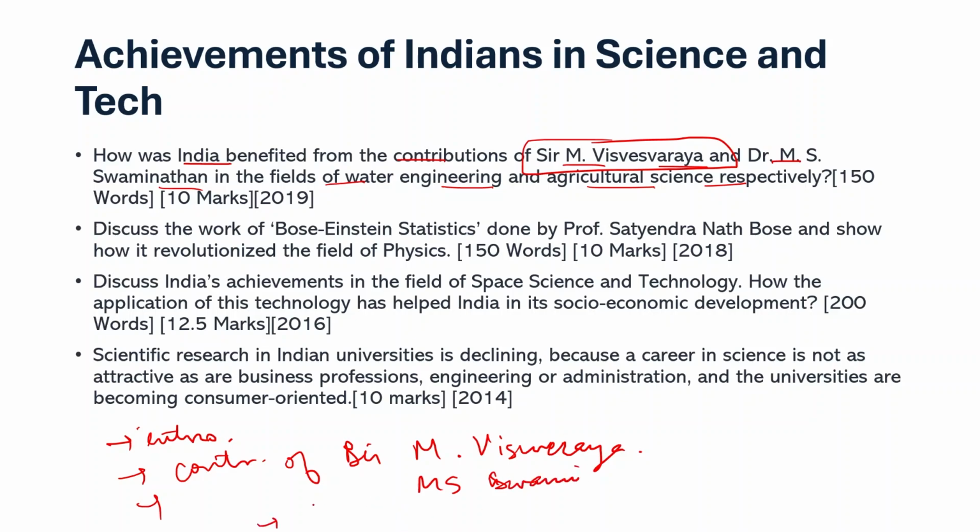And then you conclude. Right, so M. Visvesvaraya was associated with dams and flood control technologies, right? And M. S. Swaminathan was associated with the green revolution. So if you do not know a lot of points, at least if you know the basics, you will be getting some good marks in these types of questions, right, which are very factual.